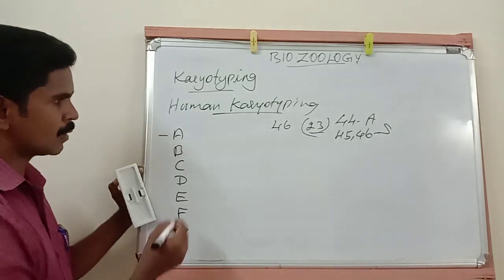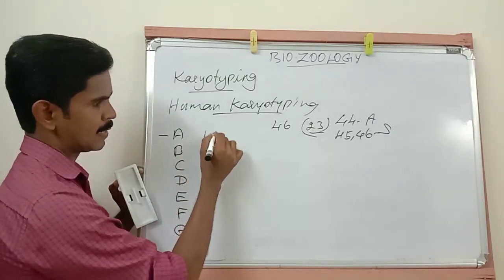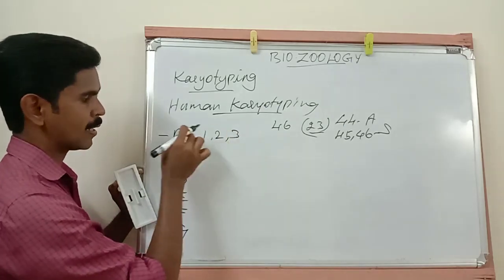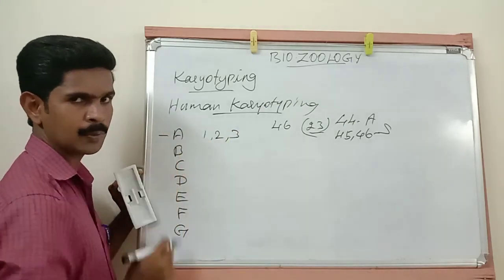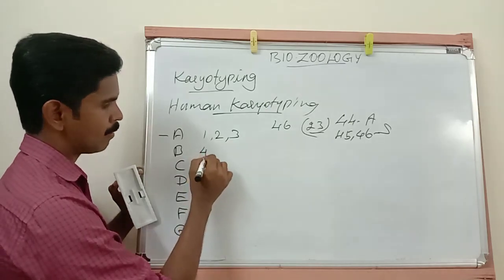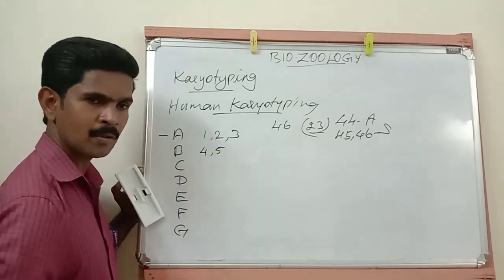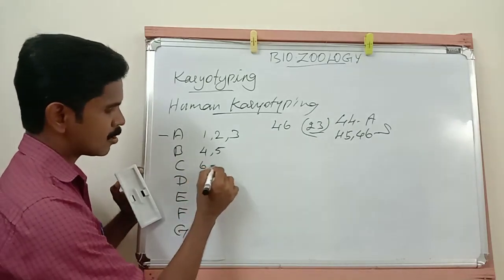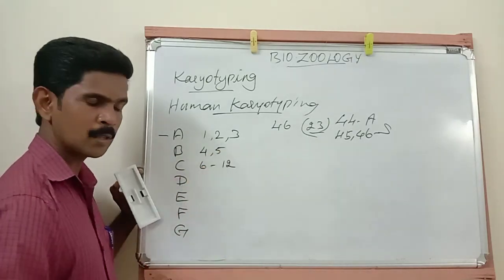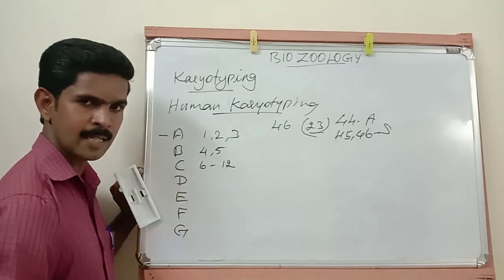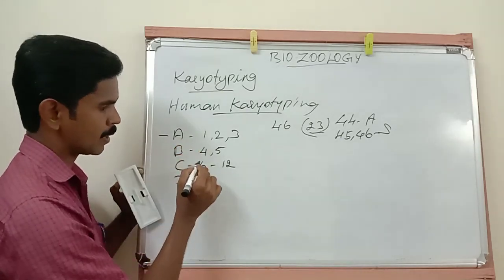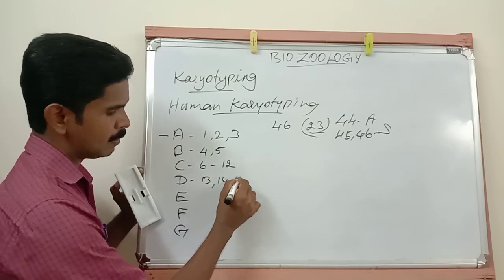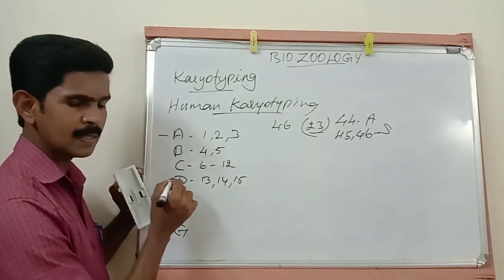See. First pair, second pair, and third pair: these 3 pairs are arranged in the A group. Then the 4th and 5th pairs of chromosomes are arranged in the B group. Then the 6th to 12th pairs of chromosomes are arranged in the C group. Then the 13th, 14th, and 15th pairs are arranged in the D group.